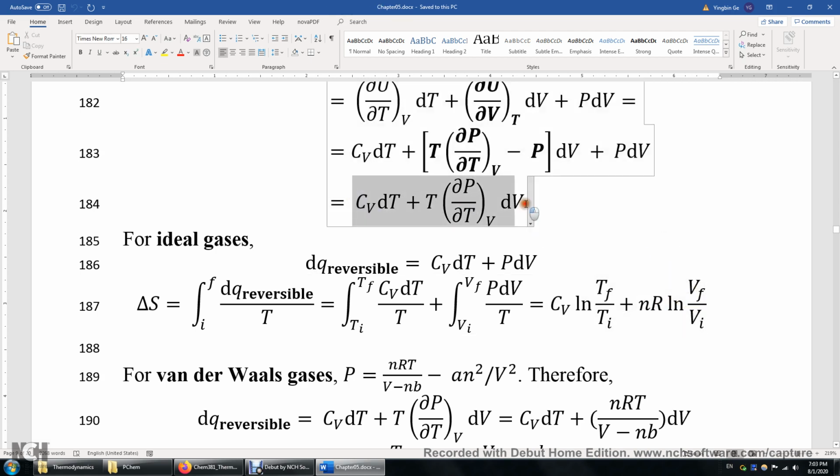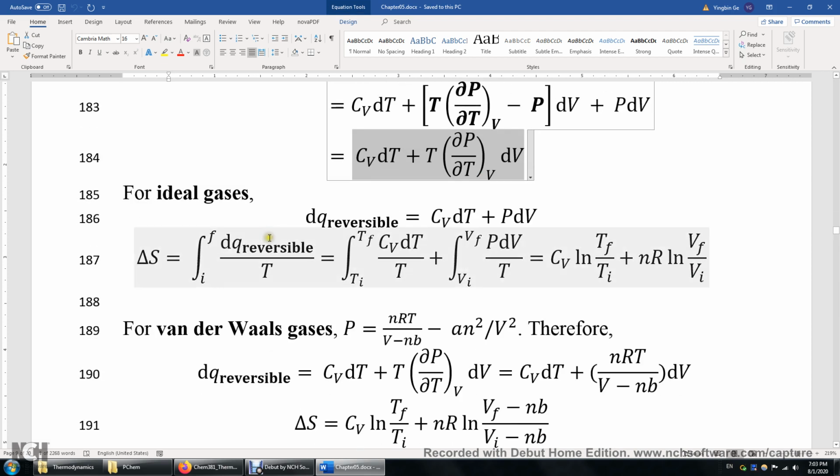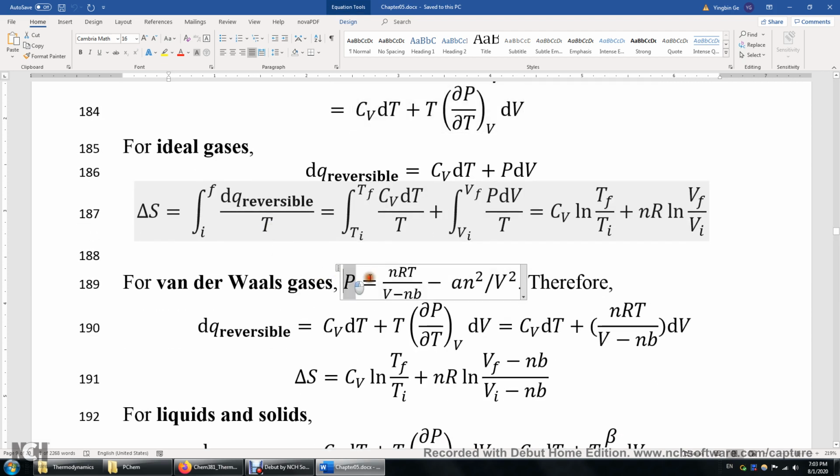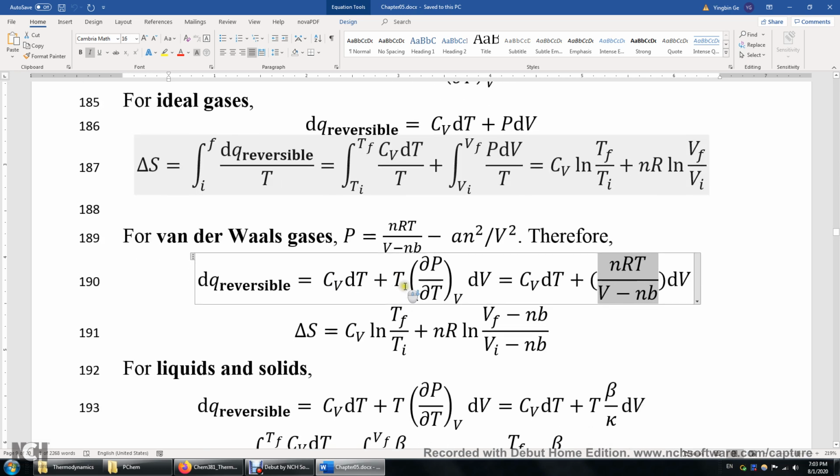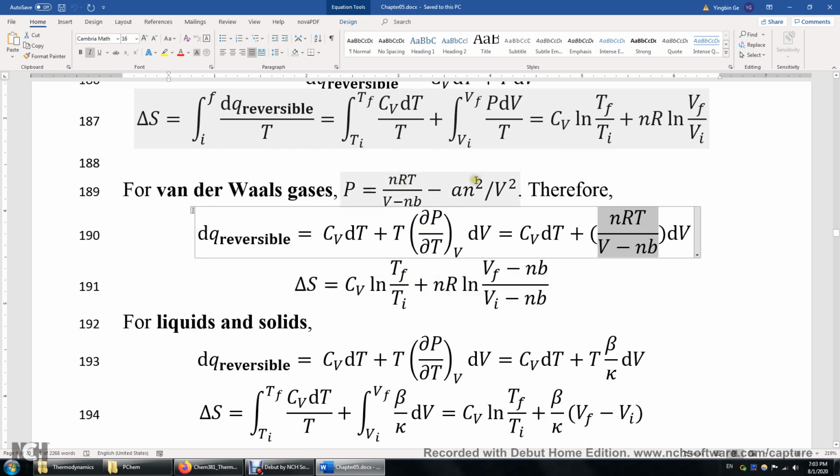Now we're going to use this expression for a van der Waals gas. The VDW equation is this, so ∂P/∂T is actually nR over V minus nb. Now we have dq reversible as this formula. Look, the volume for the ideal gas is replaced with V minus nb for the van der Waals gas. So that's the difference. Now we plug this expression for dq reversible in here, and then divide by T, and then we integrate everything.